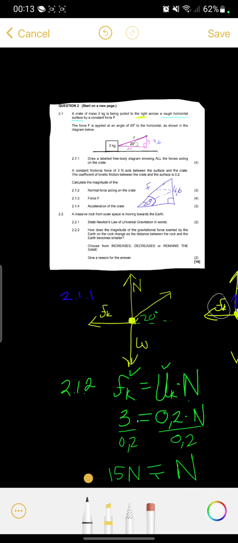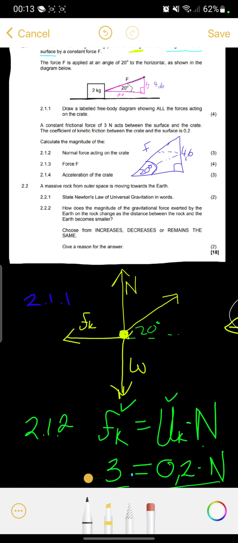So let's go to the next question, 2.2. It says a massive rock from outer space is moving towards the Earth. State Newton's law of universal gravitation in words. We can state that from the examination guideline or the textbook. And 2.2.2 says, how does the magnitude of the gravitational force exerted by the Earth on the rock change as the distance between the rock and the Earth becomes smaller?